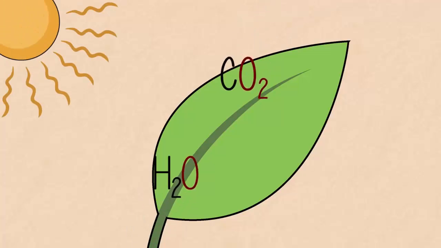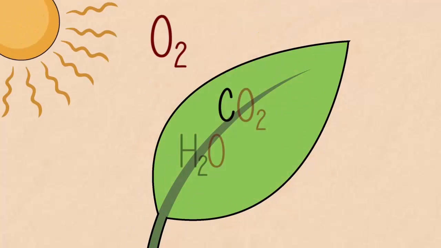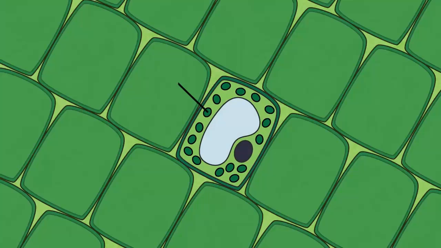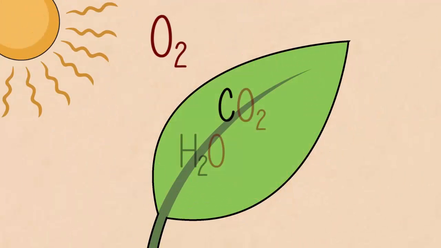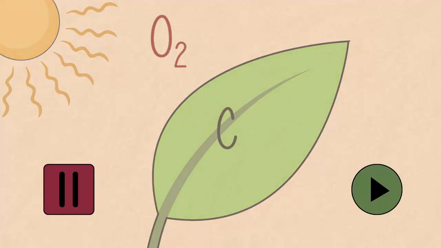Plants use the sunlight to pull oxygen away from water and carbon dioxide, allowing the plant to capture the carbon. This happens in the green chloroplasts found in the leaves of plants. What is the name of this reaction? Perhaps the most important chemical reaction on the planet. Pause the video whilst you think of your answer.